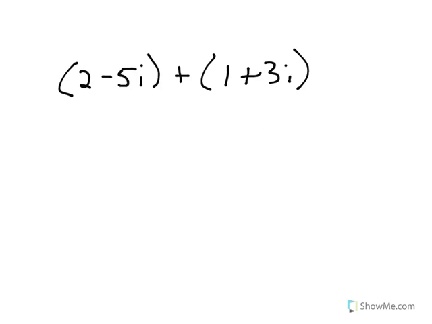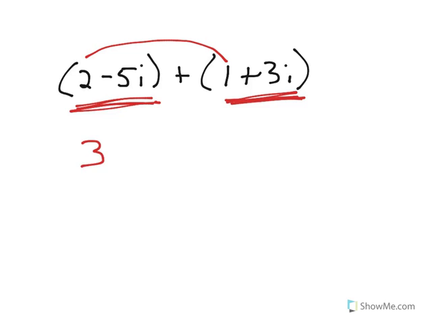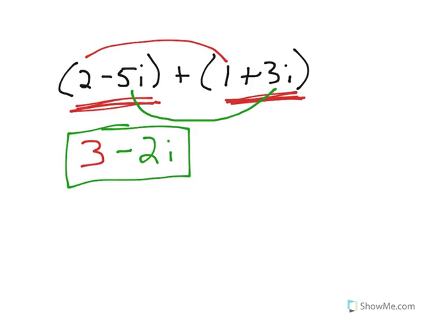For example, I have two complex numbers, 2 minus 5i plus 1 plus 3i. I can add those together by adding the real parts, 2 plus 1 is 3, and adding the imaginary parts. Negative 5i plus 3i is negative 2i. Final answer, 3 minus 2i.